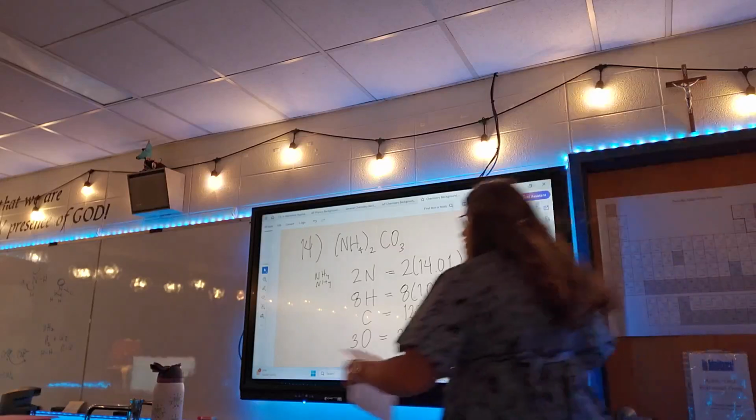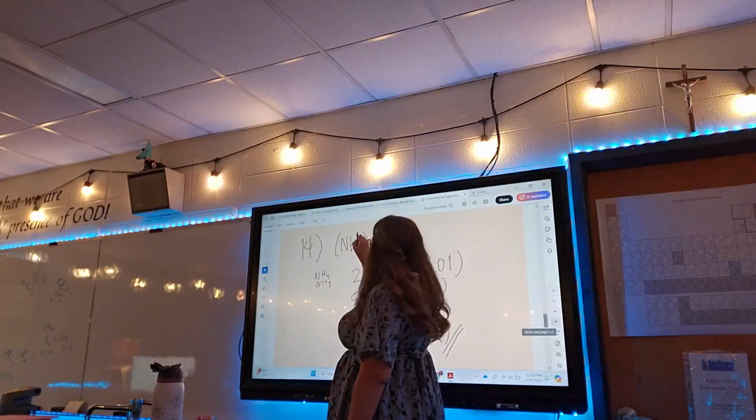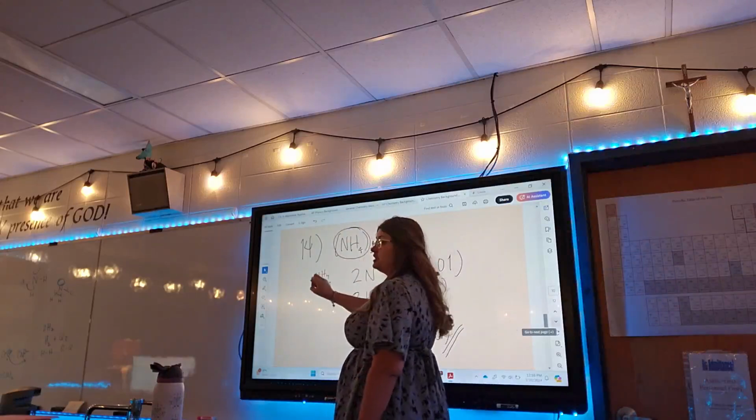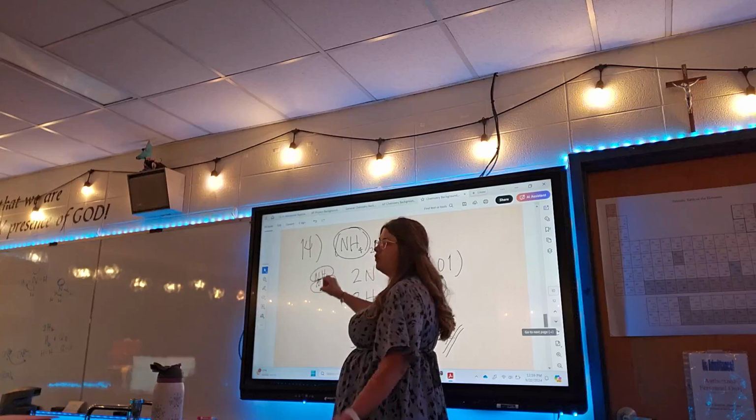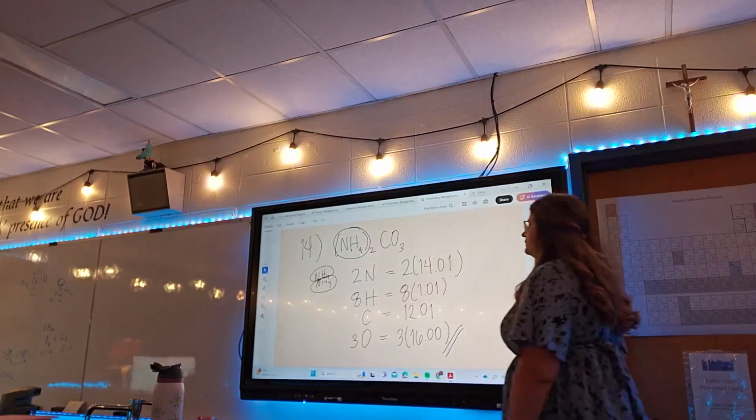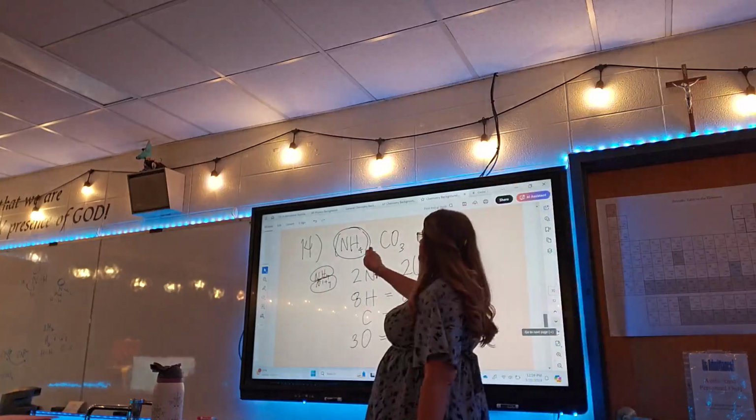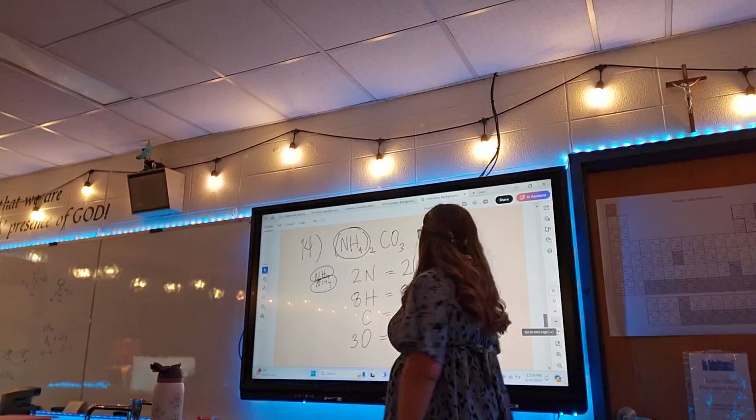Oh, that's a good question. Because Sawyer, when you have this 2 on the outside of this parentheses, what you're really saying is that you have one NH4 and another one. So 4 plus 4 is 8, or 4 times 2 is 8. So whatever your number is outside the parentheses, you want to multiply that by everything in the parentheses.